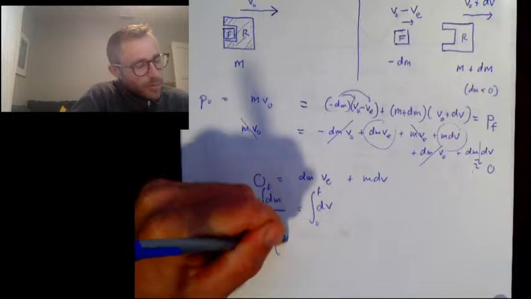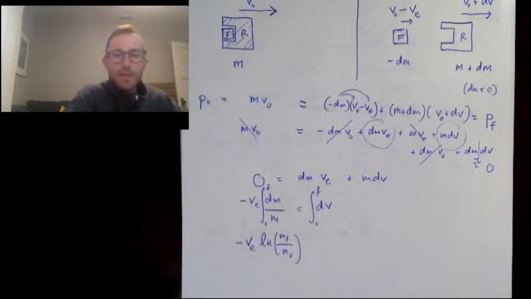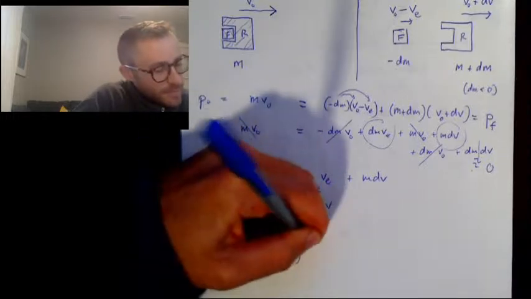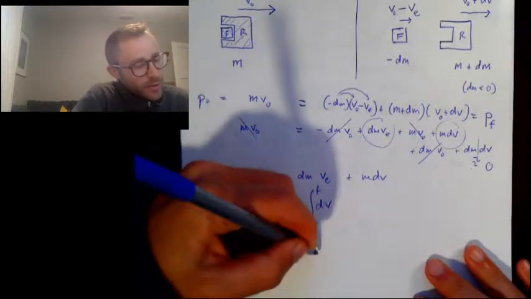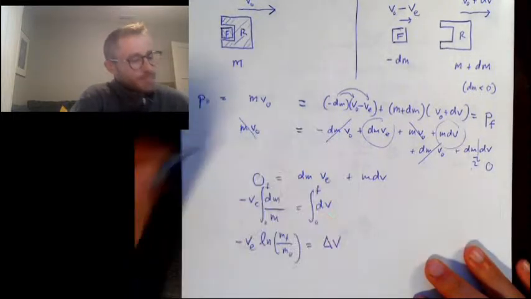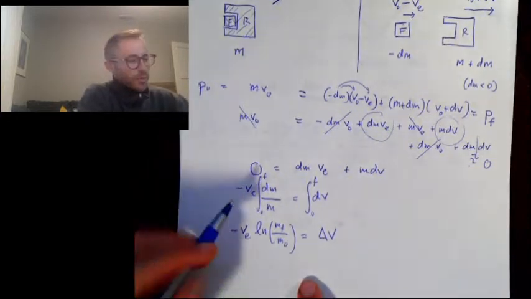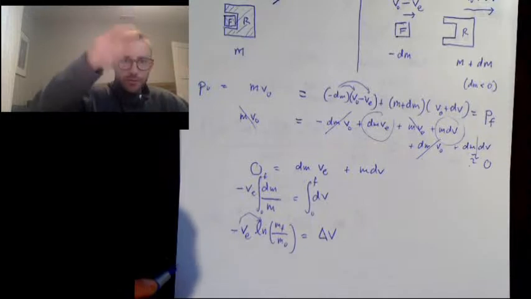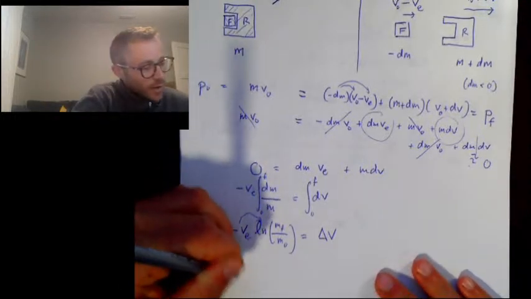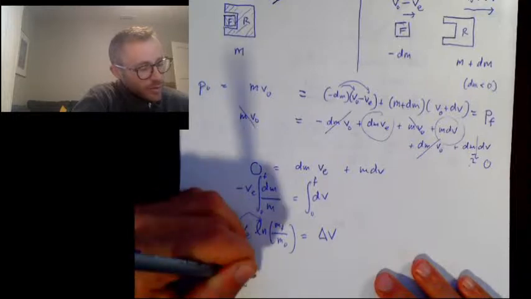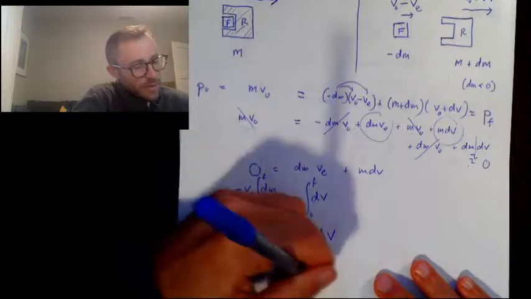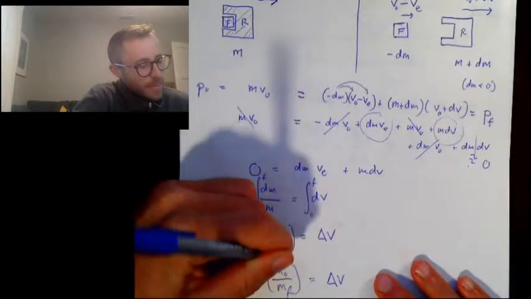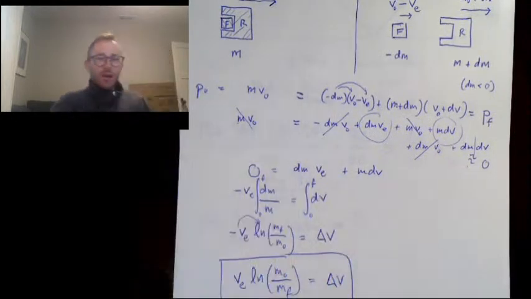Of m final over m initial. And then on the right-hand side, I have the change in velocity. So I'm going to absorb the minus sign into the natural log and then flip the argument of the natural log. So I have v exhaust times the natural log of m initial over m final is the change in velocity. This is called the rocket equation.